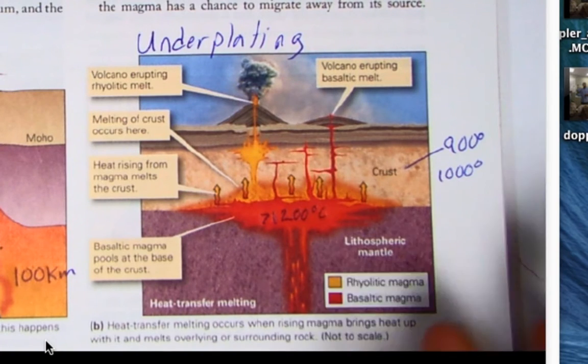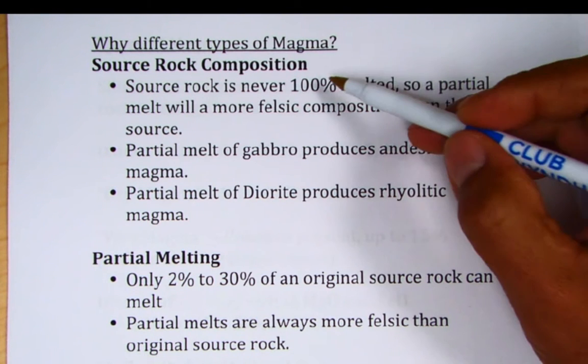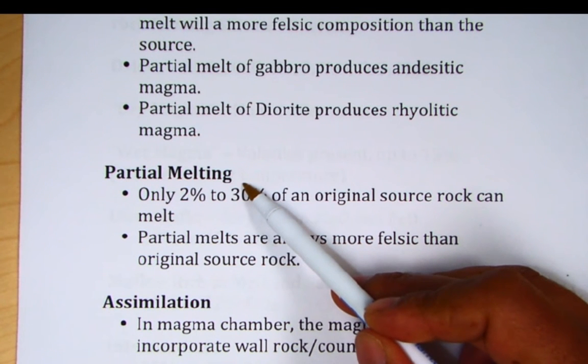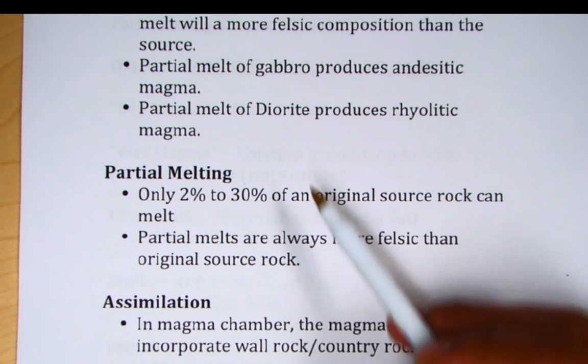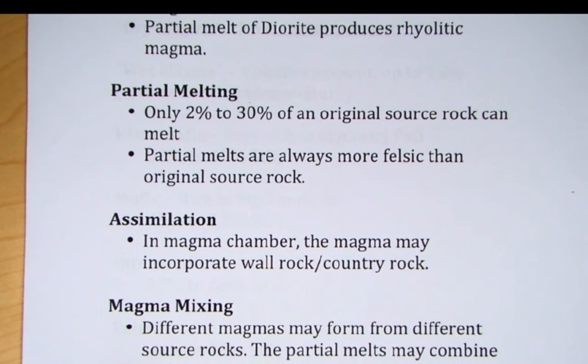I'll talk more about this later on. Why different types of magma? There's ultramafic, mafic, intermediate, felsic. I use the words rhyolitic, andesitic, basaltic. Well, really, they refer to those compositional terms that we talked about already. So the difference is there's several reasons. One is we could have a different source rock, right? Another one, these source rocks are undergoing partial melting, maybe to different degrees. We may be assimilating country rock, wall rock. We may be mixing magmas from two different sources, right?